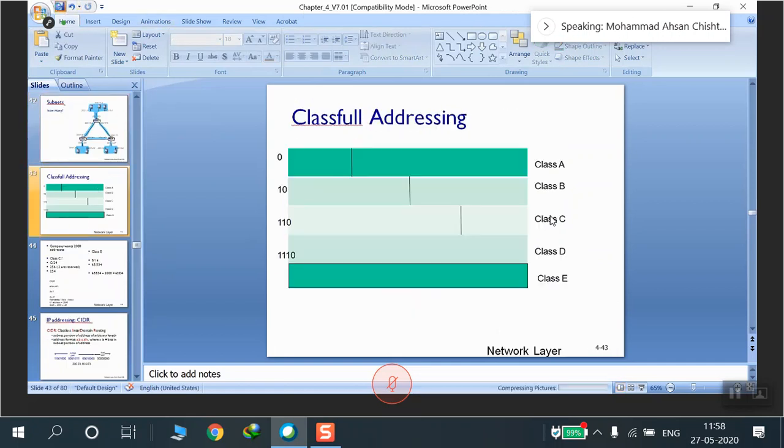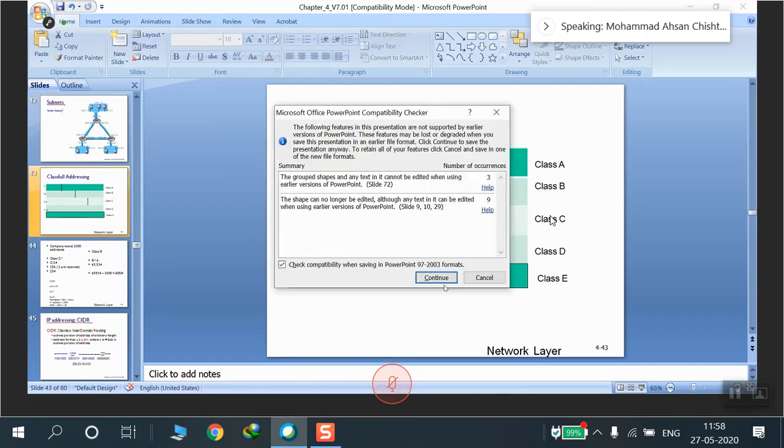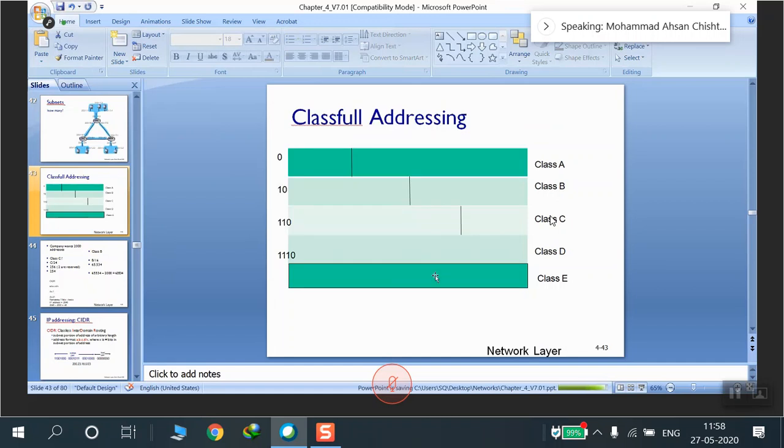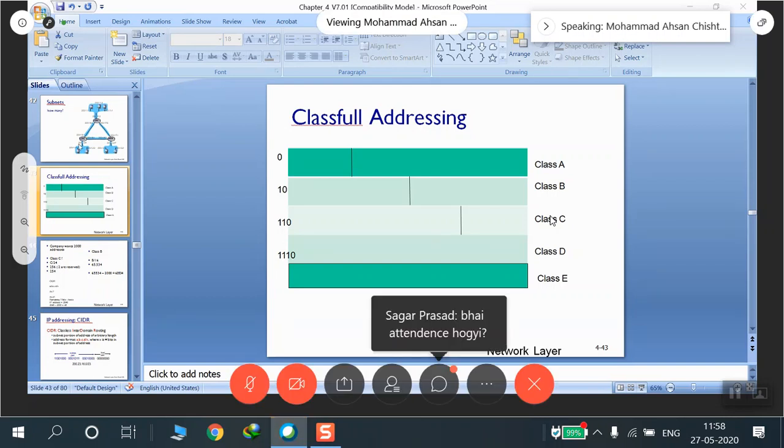Now what is this class E? Class E has addresses which start from 1111, that I mentioned here. Just let me use points.